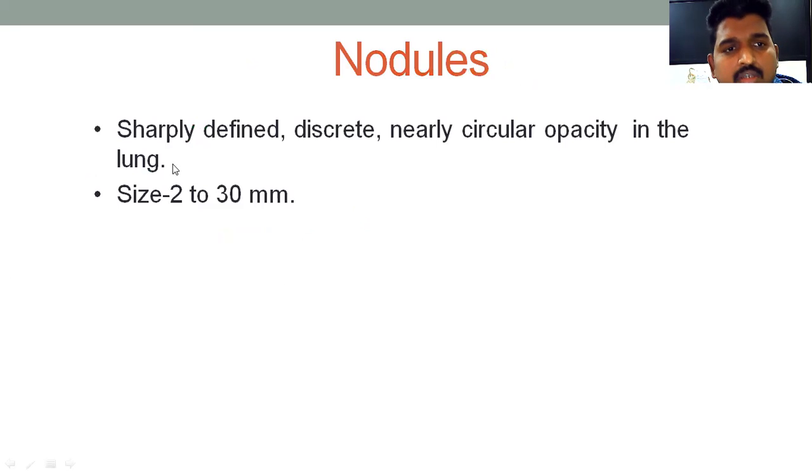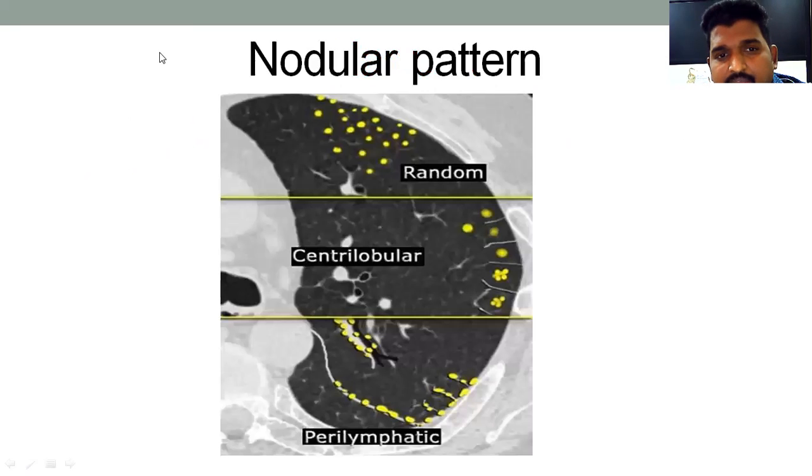So what are nodules? As the name indicates, nodules are sharply defined, discrete, nearly circular opacities in the lung. Their size ranges from 2 to 30 millimeter. We can classify the nodules based on their distribution. That's what I initially told you, the lobular anatomy is very important. You could see these are the random nodules. They are not keeping any relation with the secondary pulmonary lobule. The nodules are randomly distributed. Here you could see the centrilobular.